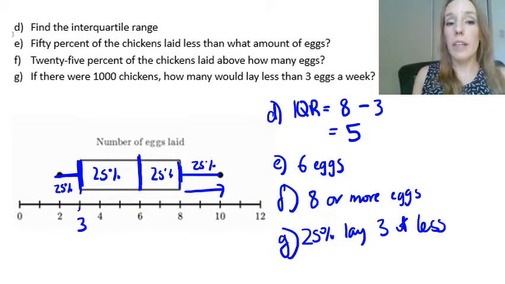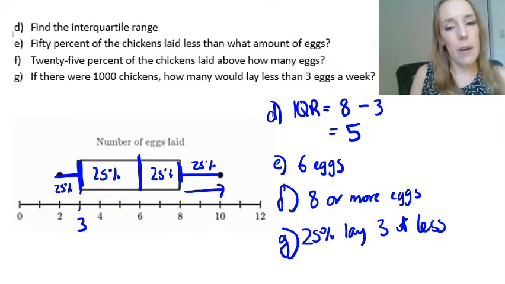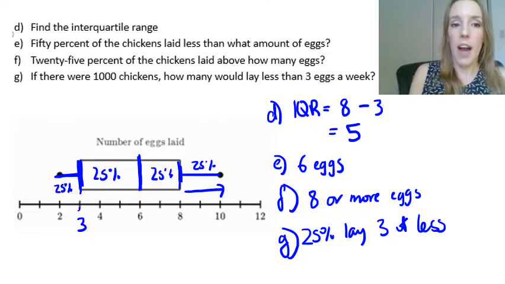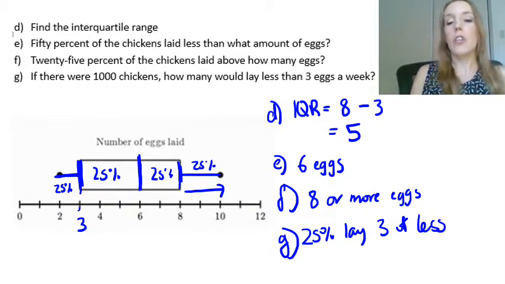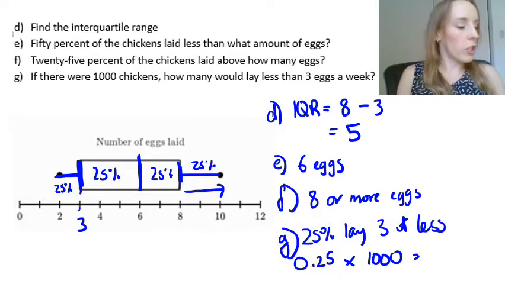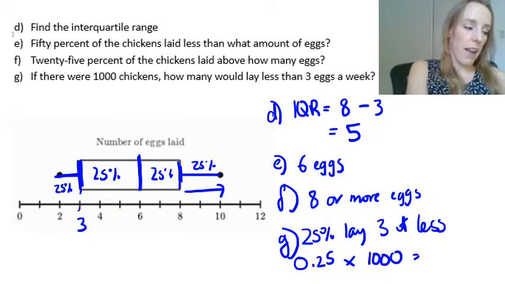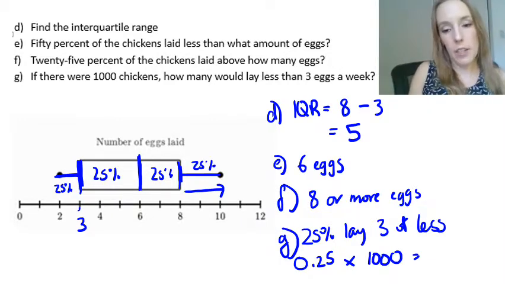So we need to find 25% of 1,000. So we can do 25% times 1,000. You can probably do that in your head, but I'm going to tell you how to do that on a calculator. You can turn 25% into a decimal, which is 0.25, and multiply that by 1,000. Just write 0.25 multiplied by 1,000 in your calculator, and that will give you your answer.